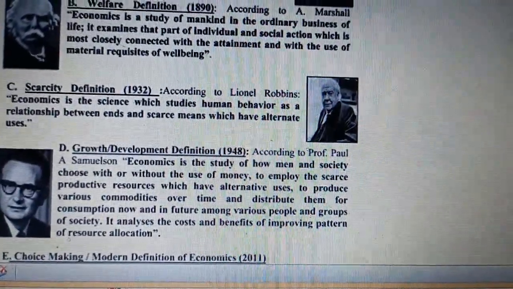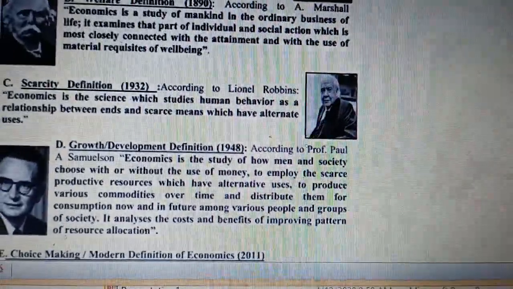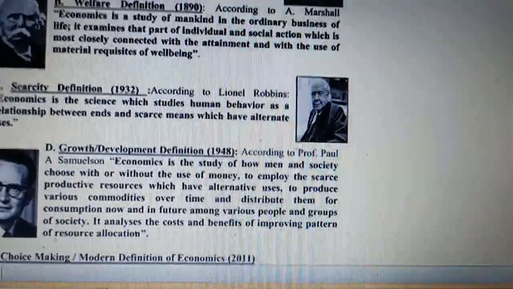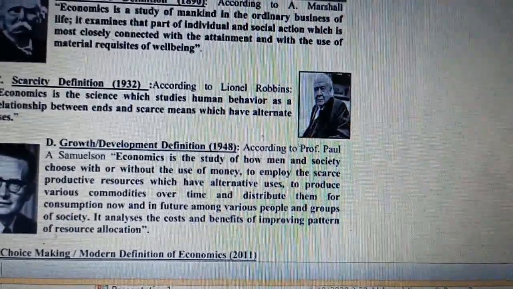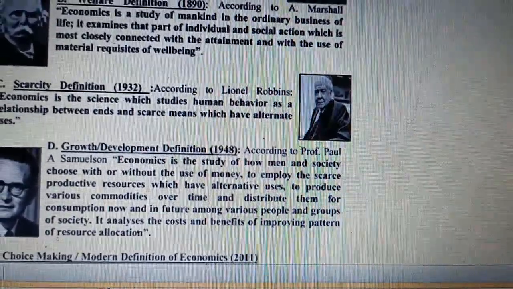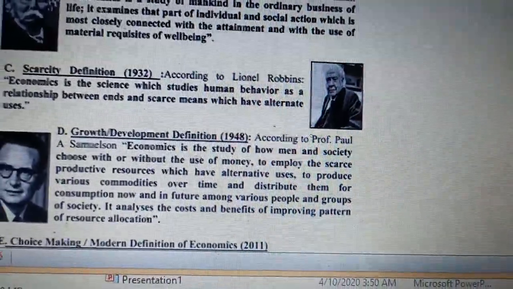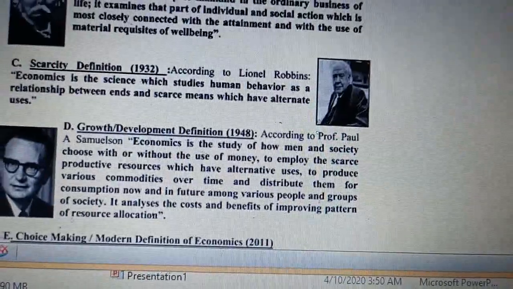And the next definition was given by Paul A. Samuelson. He is an American economist, Nobel laureate. He got the Nobel Prize in 1970. He gave his definition in 1948. He says that is the most reliable definition.